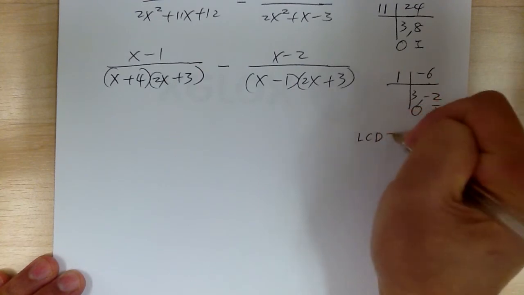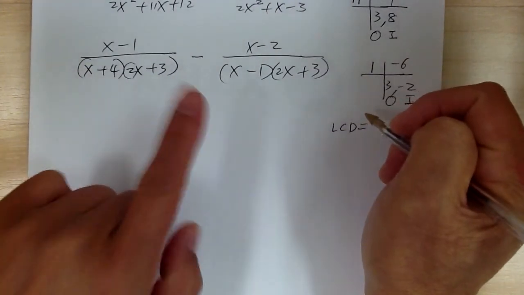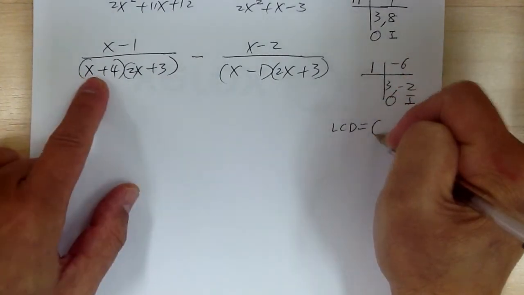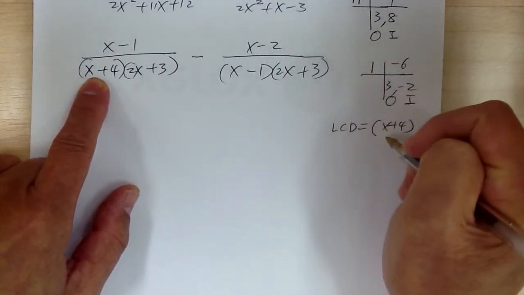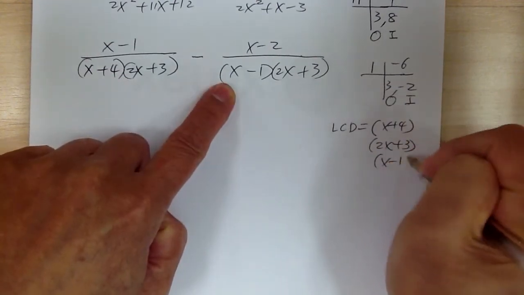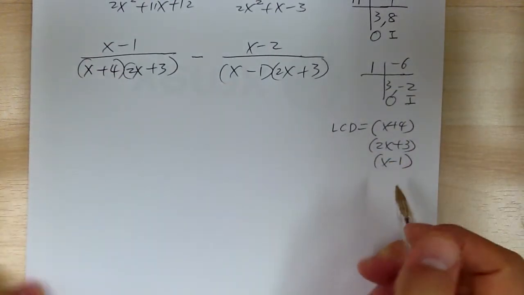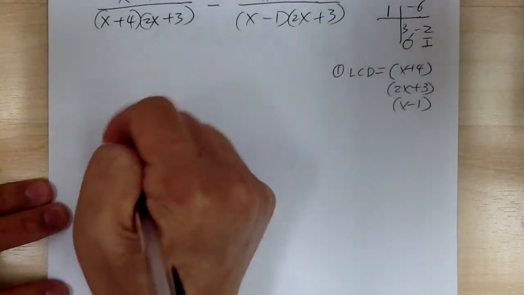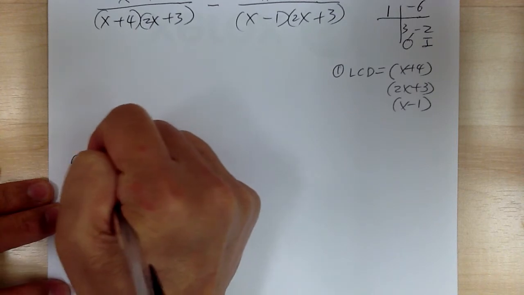So LCD: number, no number, alphabet, no alphabet, group. So I need to get the x plus 4 and 2x plus 3 and x minus 1. Okay, so that would be my LCD. So that's your step 1. Okay, now let's go and get the fraction ready. So step 2.